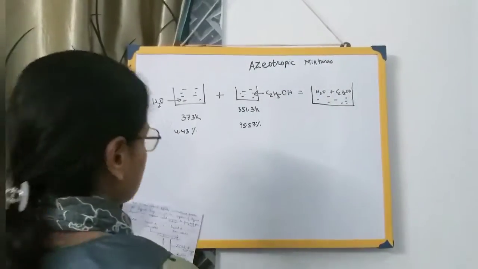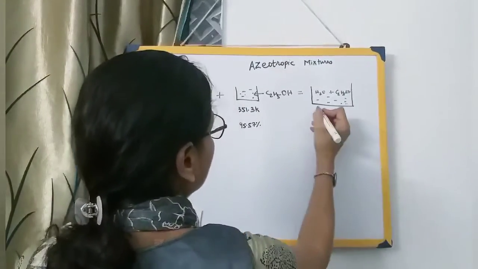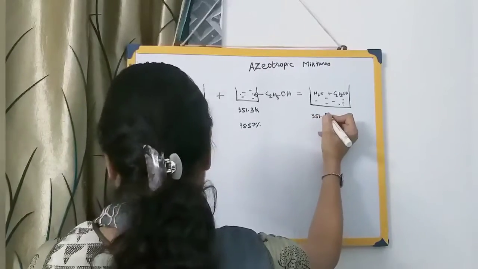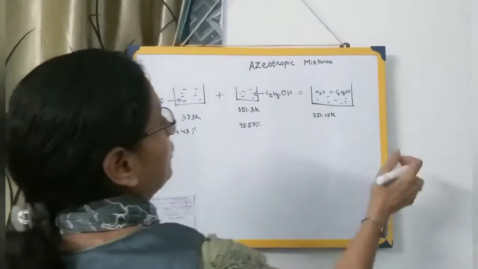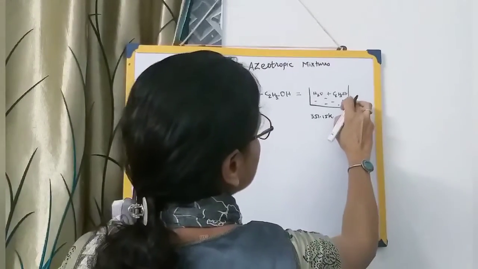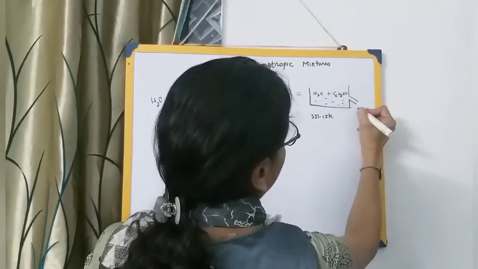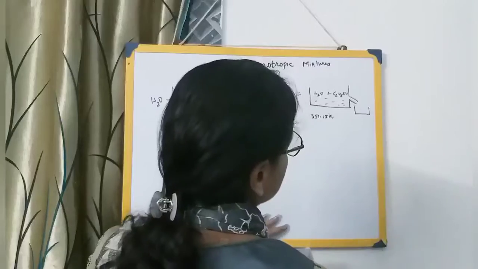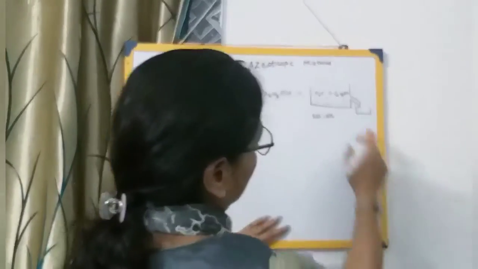Now when this solution has been made, you subject it to boiling, and this solution is going to boil at 351.15 Kelvin. When you are boiling it, you make an arrangement to collect the vapors and cool them. The vapors are being collected into another container on this side.